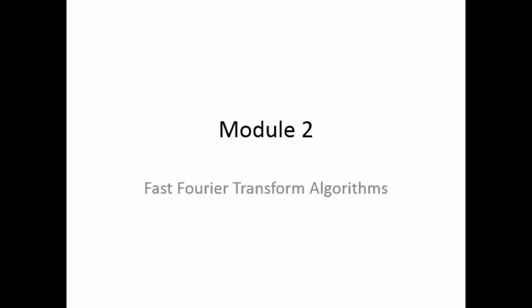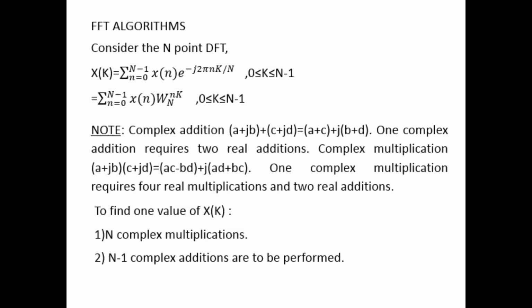Today we are going to discuss fast Fourier transform algorithms, or FFT algorithms. FFT algorithms consider the N-point DFT, X of k is equal to summation n is equal to 0 to N minus 1, x of n into e power minus j 2 pi nk by N, where k varies between 0 to N minus 1, which is equal to summation n is equal to 0 to N minus 1, x of n into omega N of nk, where k varies from 0 to N minus 1.